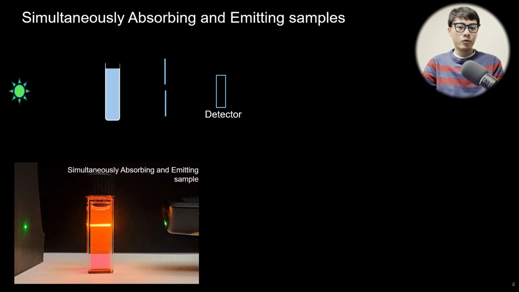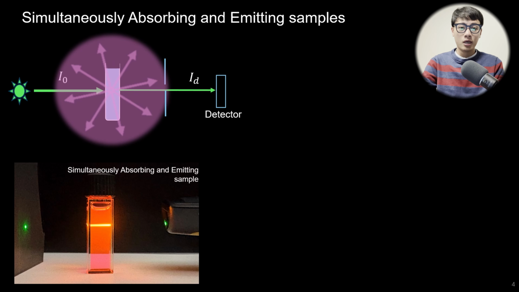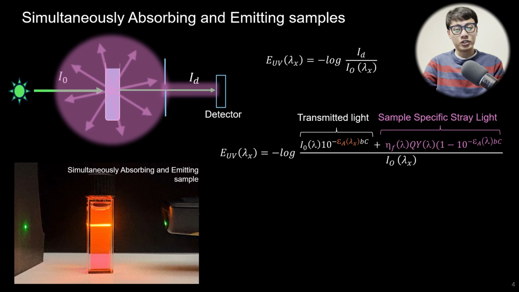The next type of sample is a simultaneously absorbing and emitting sample. This sample behaves differently. It can absorb part of the incident light, but instead of just converting that energy into heat, it actually re-emits a portion of that as fluorescence. The detector once again records all the light reaching it. So in this case, the detected intensity I_D includes the transmitted light after the absorption and the emitted fluorescence light, which is often at different wavelengths.